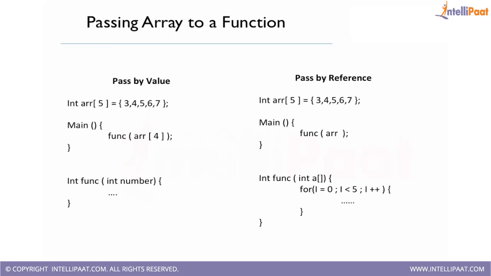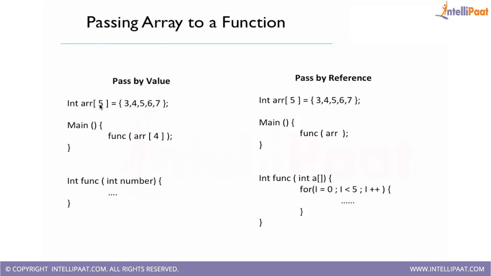Pass by value and pass by reference. Passing an array to a function can be done in two ways: pass by value and pass by reference. Pass by value means we have a function which accepts a single data type. For example, here we have an integer array, and we have a function func, which accepts integer type.